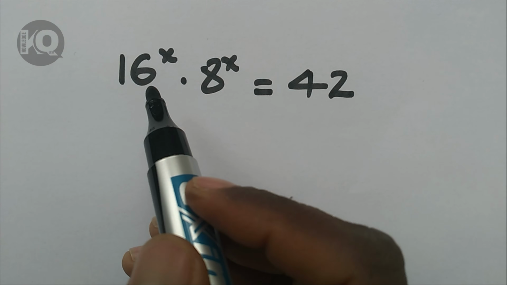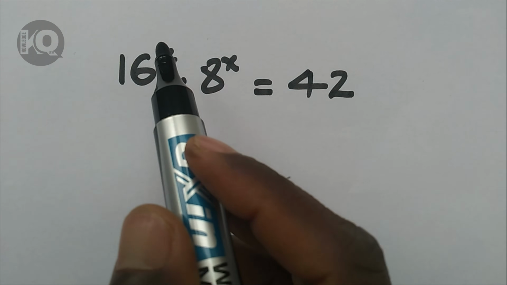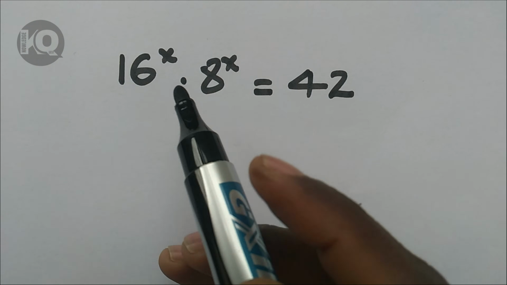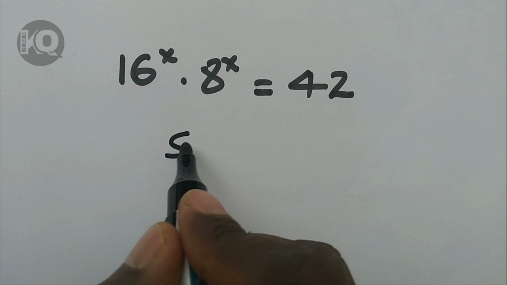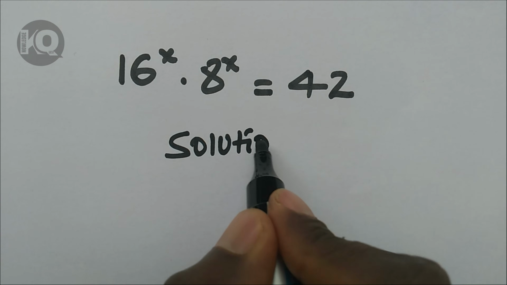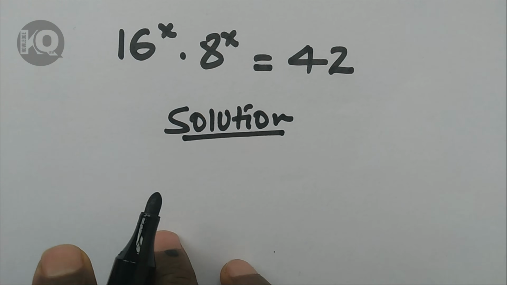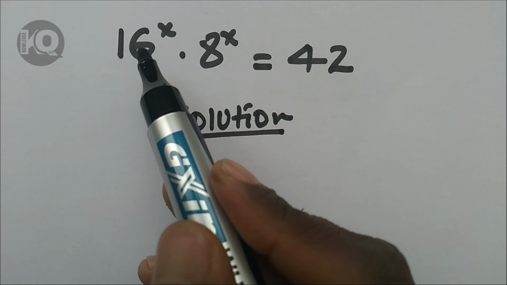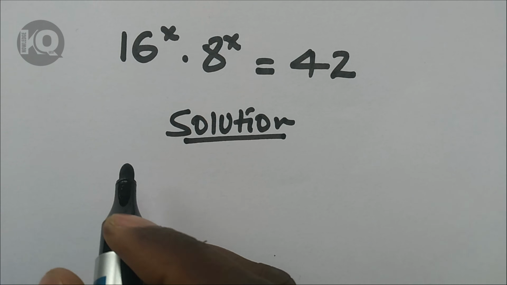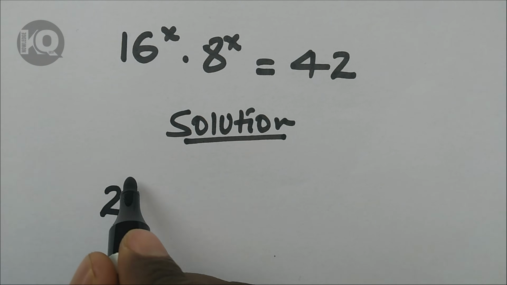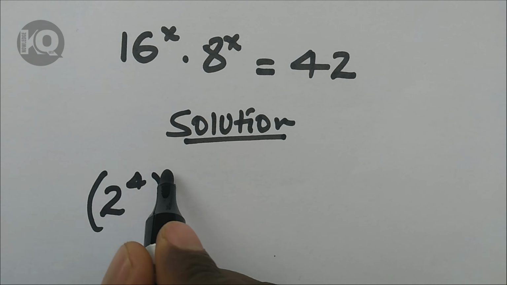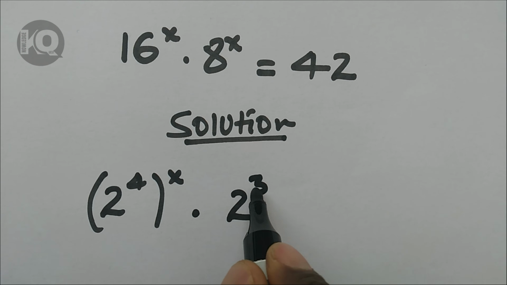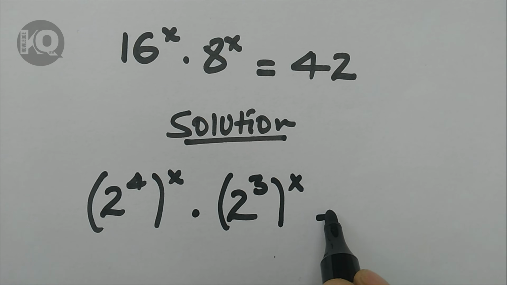From this exponential equation, we are asked to find the value of x which satisfies this equation. So let's go to the solution. Now we have 16 and 8, so we can express these numbers as powers of 2. So (2^4)^x times (2^3)^x is equal to 42.